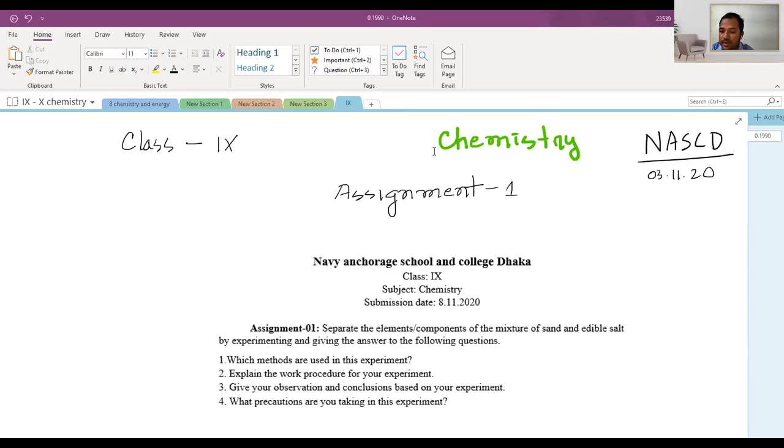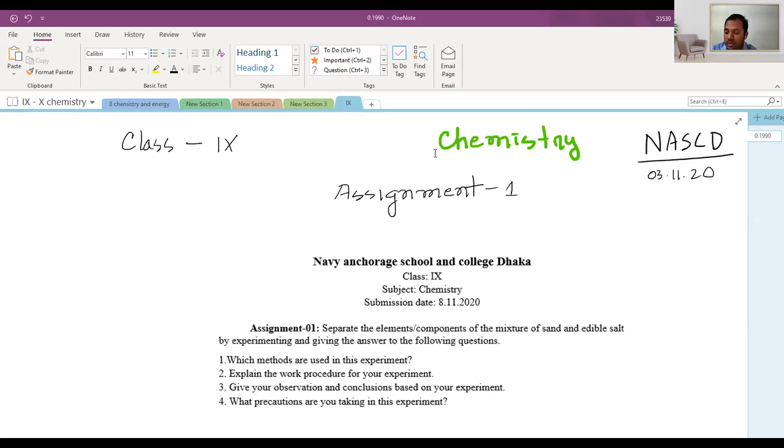For example, which method is used in this experiment? That means which knowledge, what I learned from chemistry. How can I separate the mixture from the second chapter? We know solubility, we know filtration, we know evaporation or distillation. Which concept to use in this case?